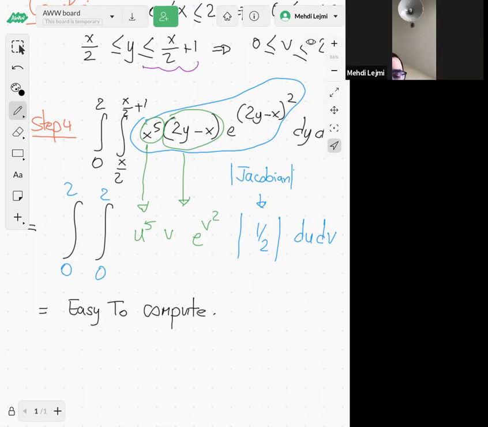Here, you want to integrate with respect to u. This is constant, of course, so there'll be just u to the 6 over 6. Then you integrate with respect to v. The integral of v e to the v square would be just half e to the v square, right? You can use a substitution. So I guess this answers your question, Anicia.